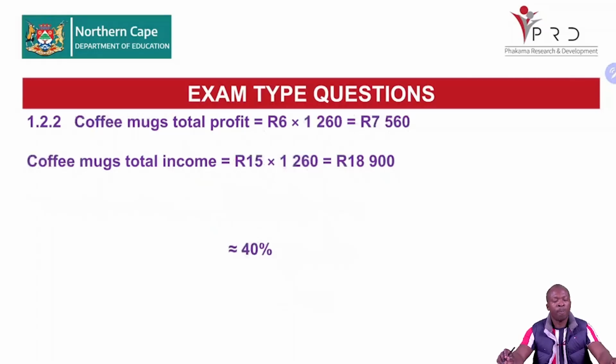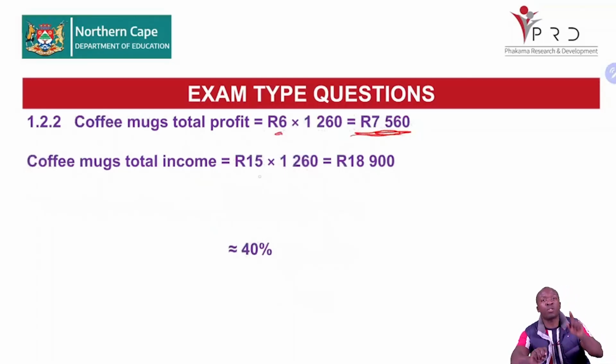All right. Let's look at the mug. Remember we made a profit of 6 rand on each one of them. So I've done this portion for you. I want you to fill in the others. You have the 6 rand times 1,260 items that we sold. It means that we made a profit of 7,560.